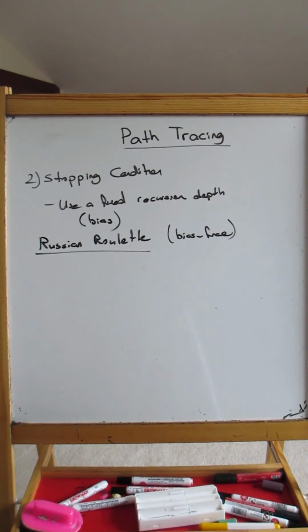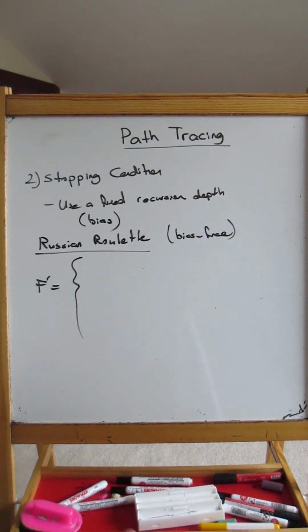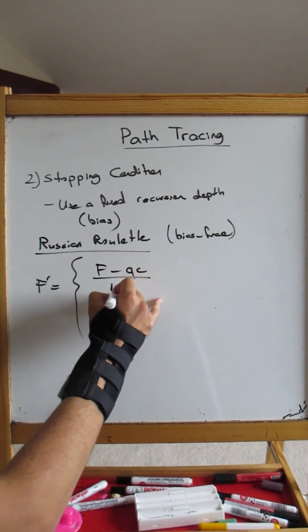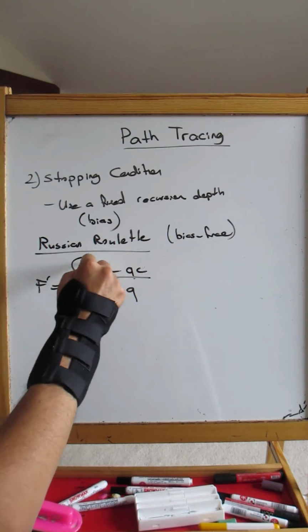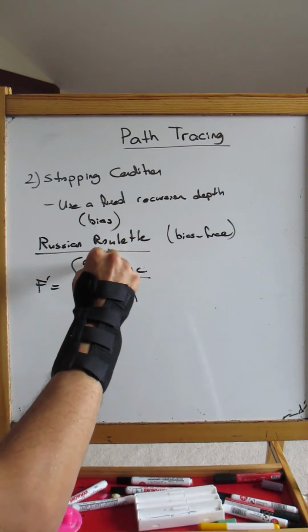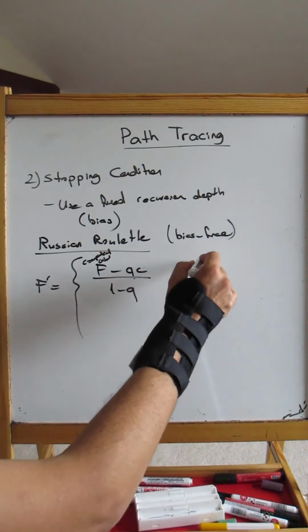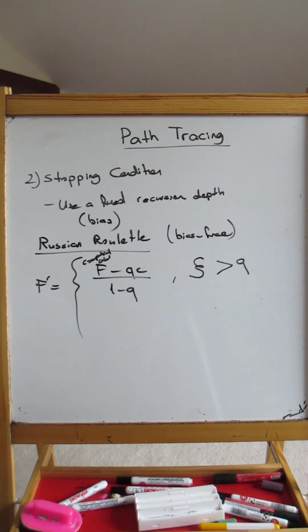So let's say your f prime is defined like that. So f prime is the final value that you return. Okay, so f minus qc divided by 1 minus q. So this is basically the computed color. So this is for the rays that are not terminated. Okay, so the random number that you generated is greater than q, greater than the probability of termination.